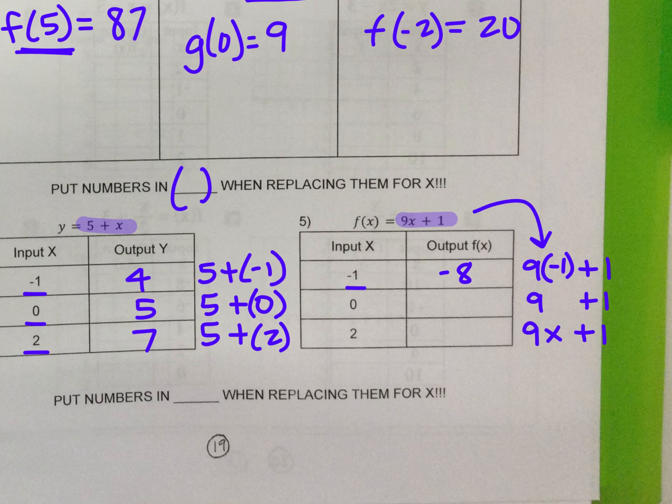Good news is, once we get rid of that x, you can type it, so I use my 0, you can type it straight into your calculator. So when I input a 0, my output's a 1. I'm going to input a 2, my output is 19.